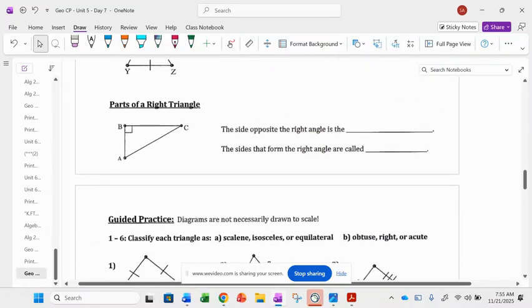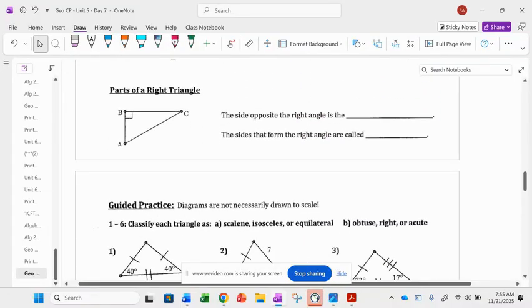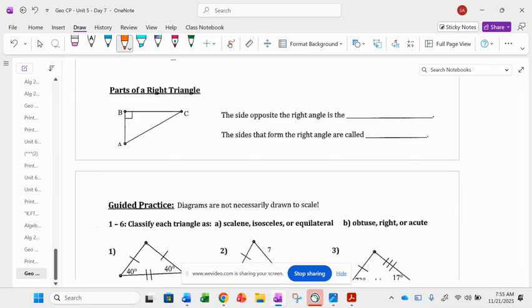Now let's talk about the parts of a right triangle. So remember, a right triangle has to have exactly one right angle in it. And you guys might remember this from middle school. The side opposite the right angle has a special name. It starts with an H. Does anybody remember? Janet? The hypotenuse, you got it. So the side opposite the right angle is the hypotenuse.